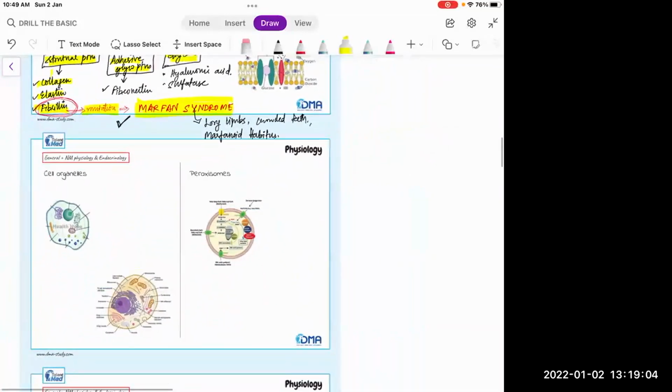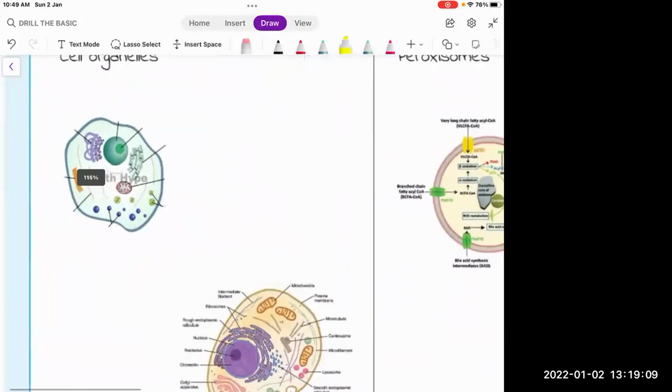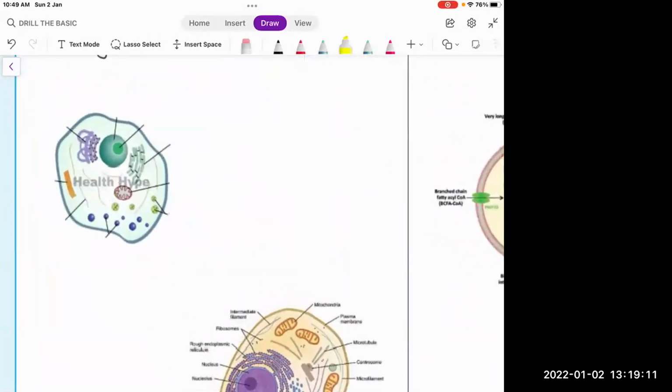Okay, and now moving on to the cell organelles. I hope everyone can label the parts of the cell organelles. First we will label this, the nucleus. In the last FMGE exam, December 2021, there is a question on cell organelles, which I will tell you now. So you should know the cell organelles and their basic functions.